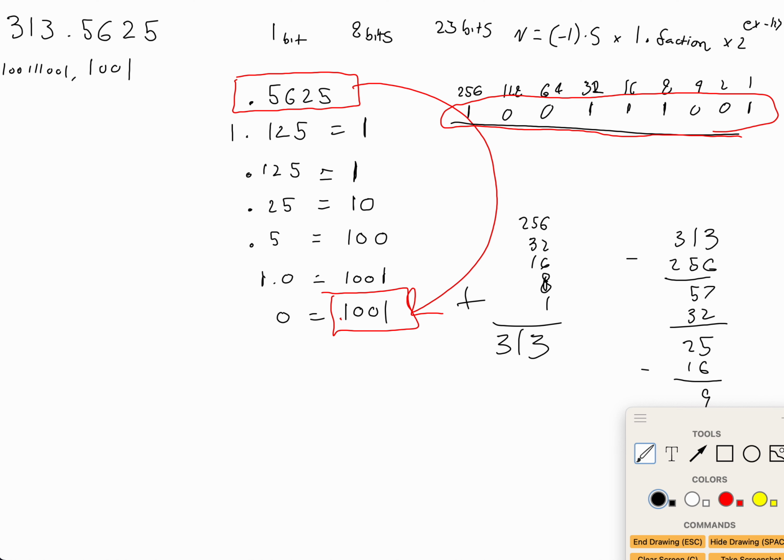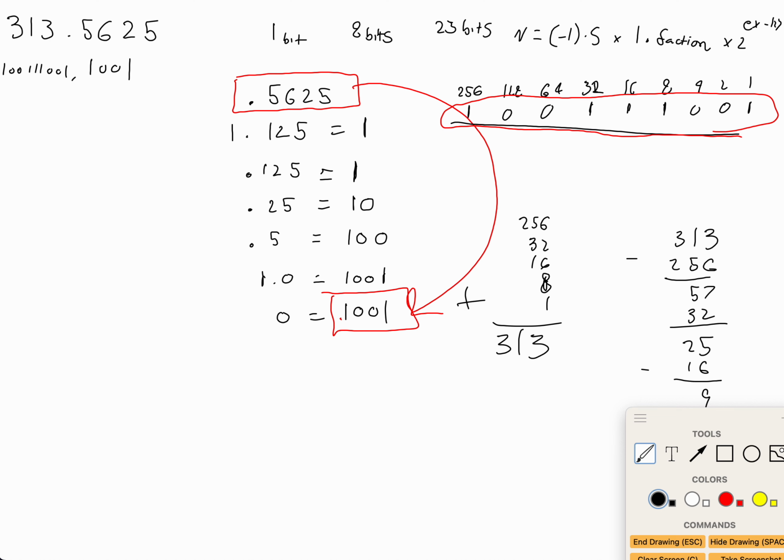So 313.5625 converted to binary is 100111001.1001. Okay, so that's step 1. We still need to do some conversions in order to actually make this a proper IEEE number.